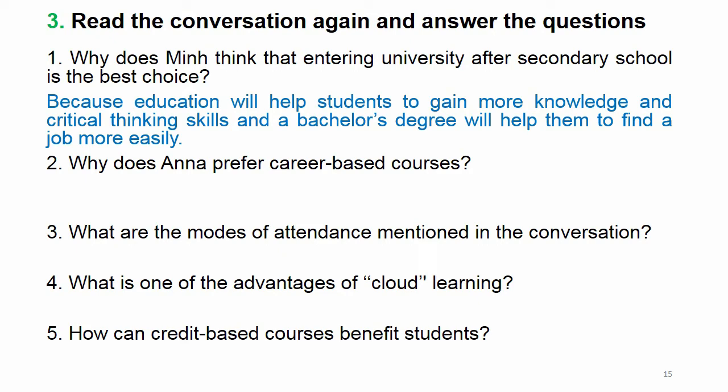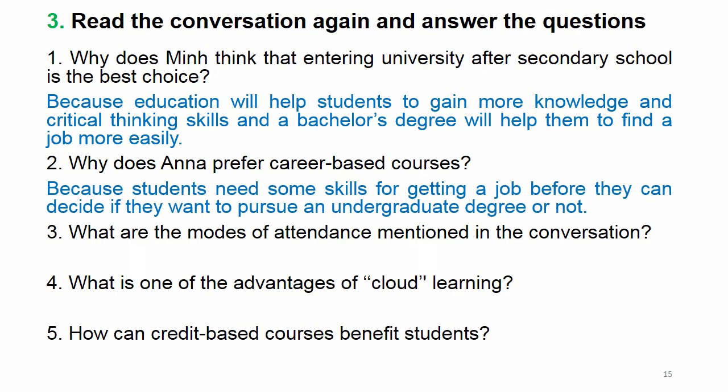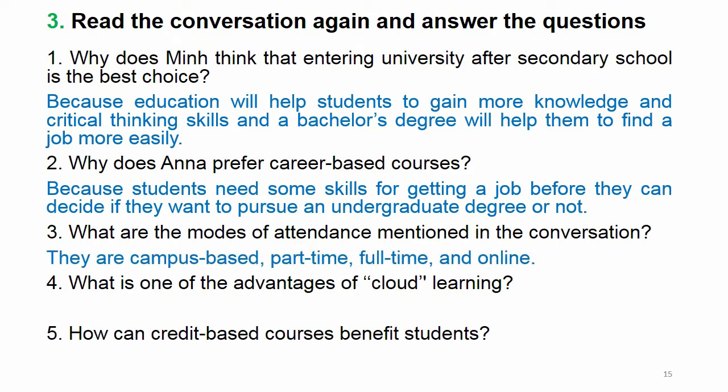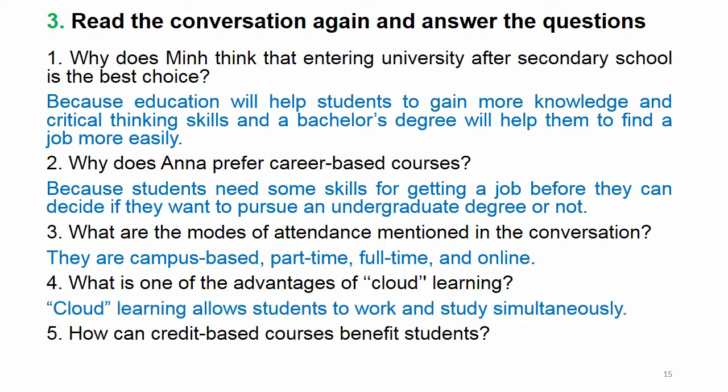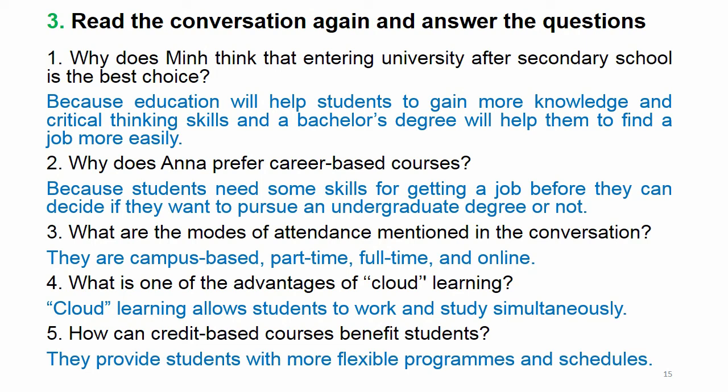Number 2. Why does Anna prefer career-based courses? Because students need more skills for getting a job before they can decide if they want to pursue an undergraduate degree or not. 3. What are the modes of attendance mentioned in the conversation? They are campus-based, part-time, full-time, and online. 4. What is one of the advantages of cloud learning? Cloud learning allows students to work and study simultaneously. 5. How can credit-based courses benefit students? They provide students with more flexible programs and schedules.